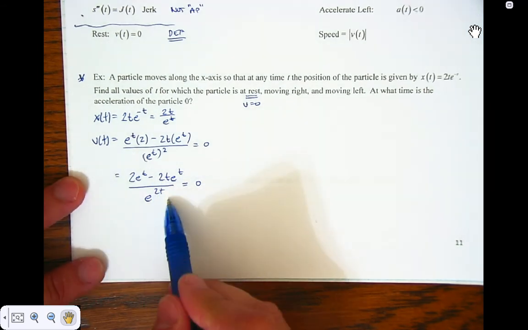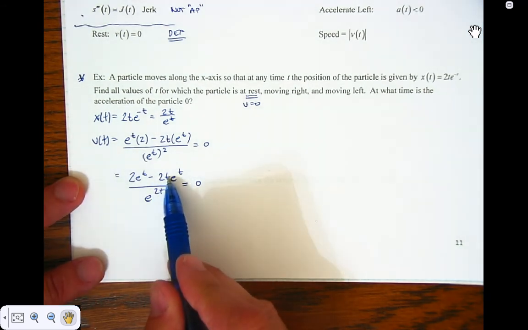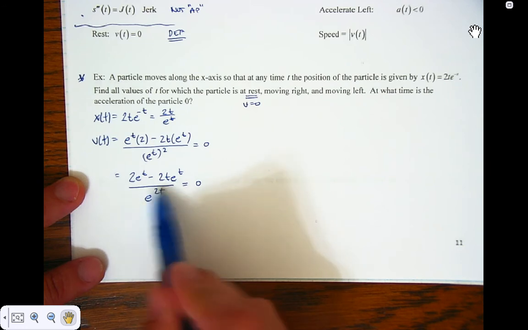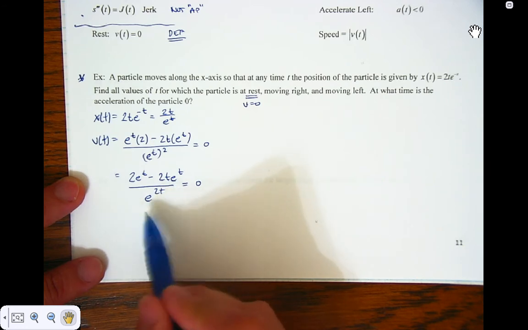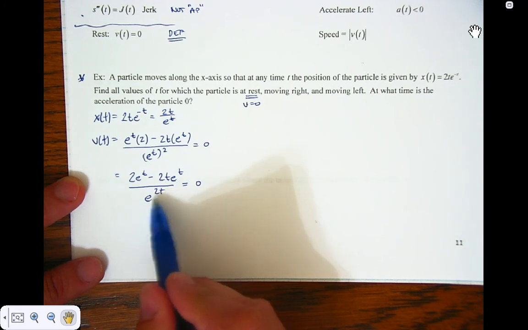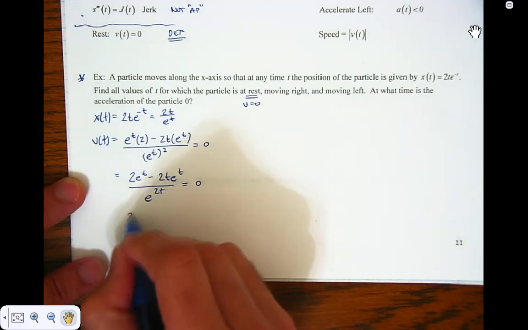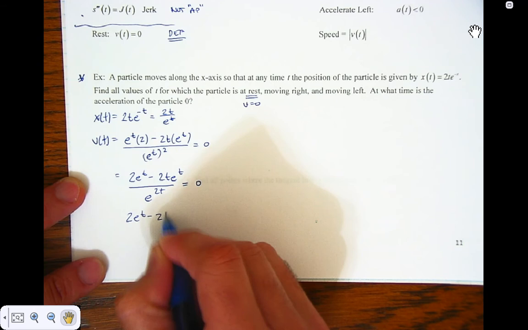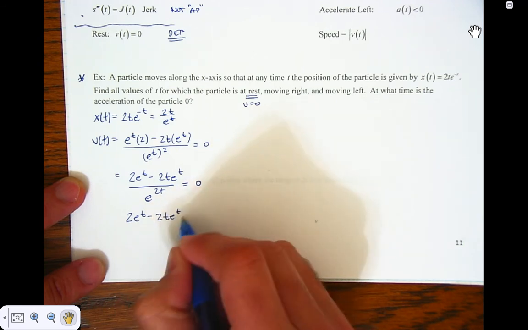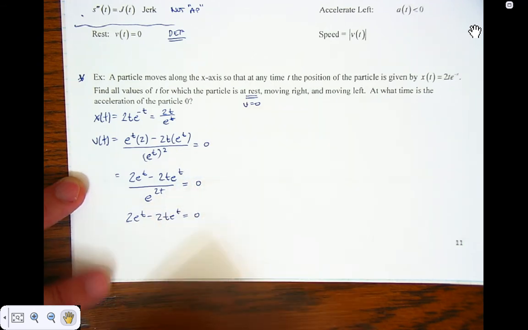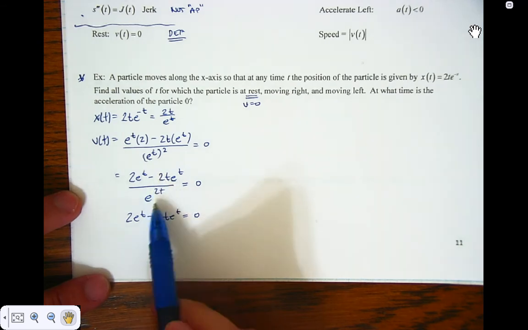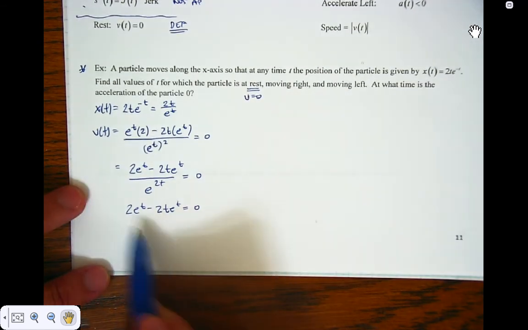A fraction is going to be equal to 0 when the numerator is 0. So technically, you don't even care about the denominator. We know that this is an exponential function, that it's never 0, right? So it's not an issue. We just need to know where 2e^t minus 2te^t is equal to 0. Again, because 0 divided by some number is 0. So we're focusing on the numerator.